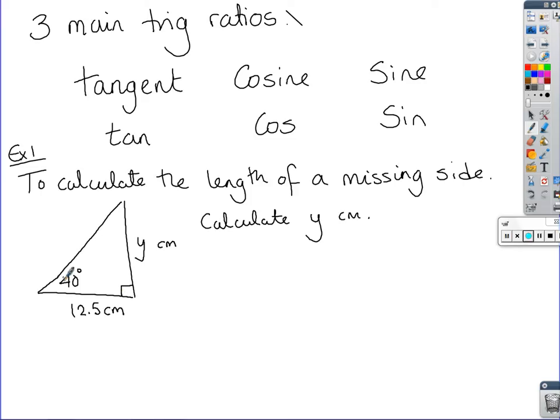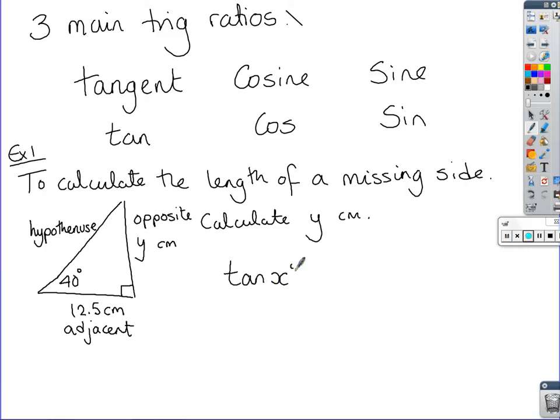So if this is our angle, 40 degrees, our side opposite must be called the opposite. Our side next to the angle is our adjacent. And finally, our diagonal is the hypotenuse. Right, so we have the three ratios. We now need to look and see which one we would use. So here are our three trigonometry formulas, and we will decide which one to use.